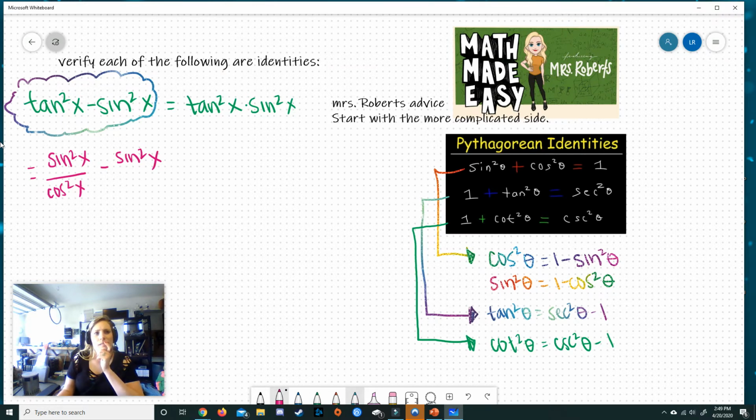Now what? Oh, this term and this term both have a sine squared of x in them. So I could factor out a sine squared of x. And if I factor out a sine squared of x, this term is left with 1 over cosine squared of x, and sine squared of x is left with 1.